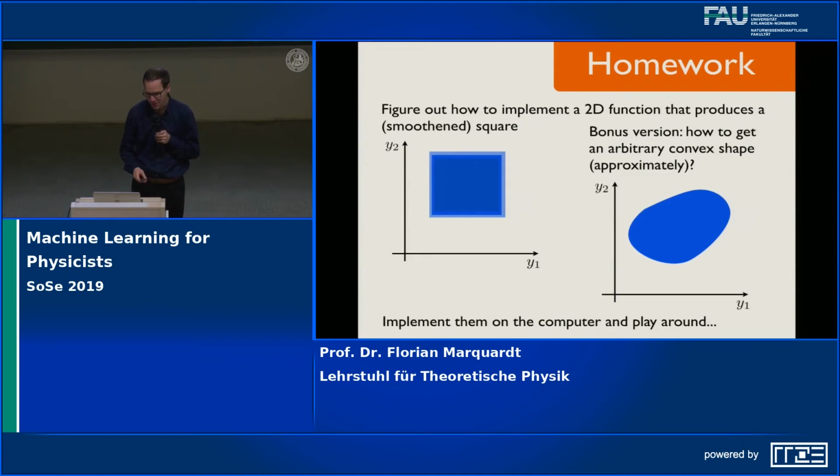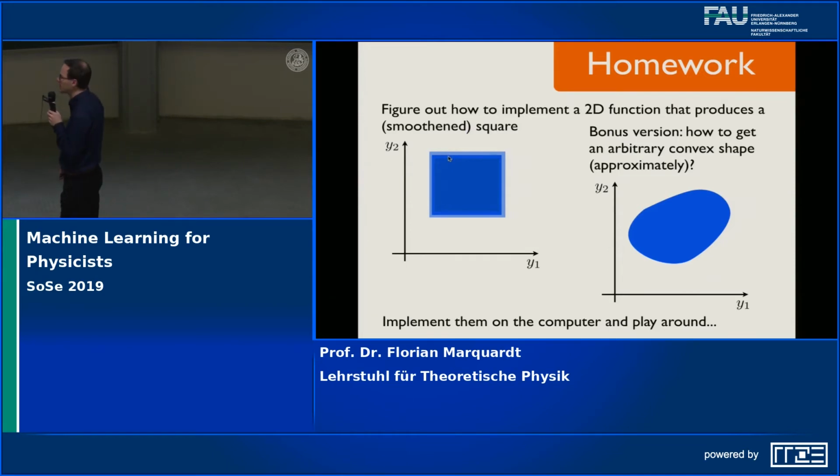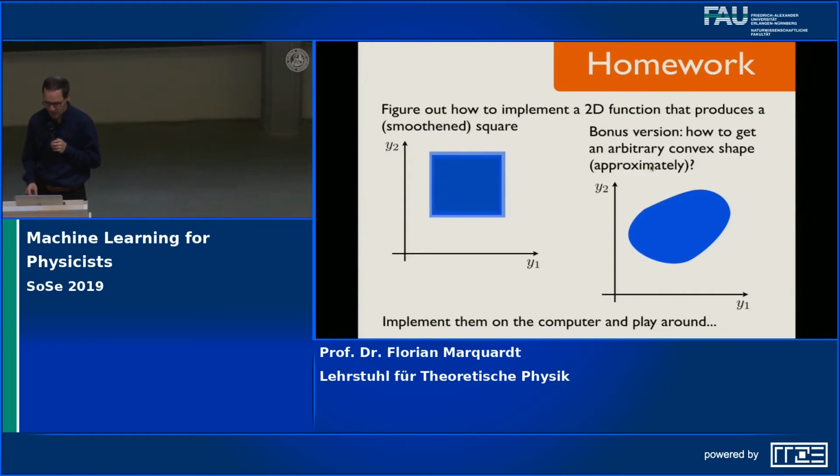Okay, and if you are out for a challenge for the homework, you can really try to implement a neural network that gives you a square, that only gives 1 inside a square, for example. And if that's not enough, you can try to do high values within an arbitrary convex shape.